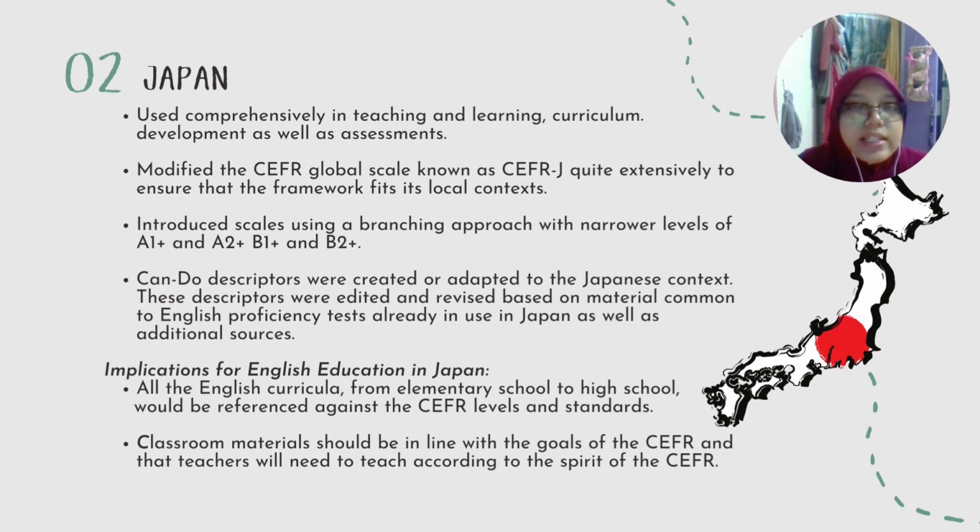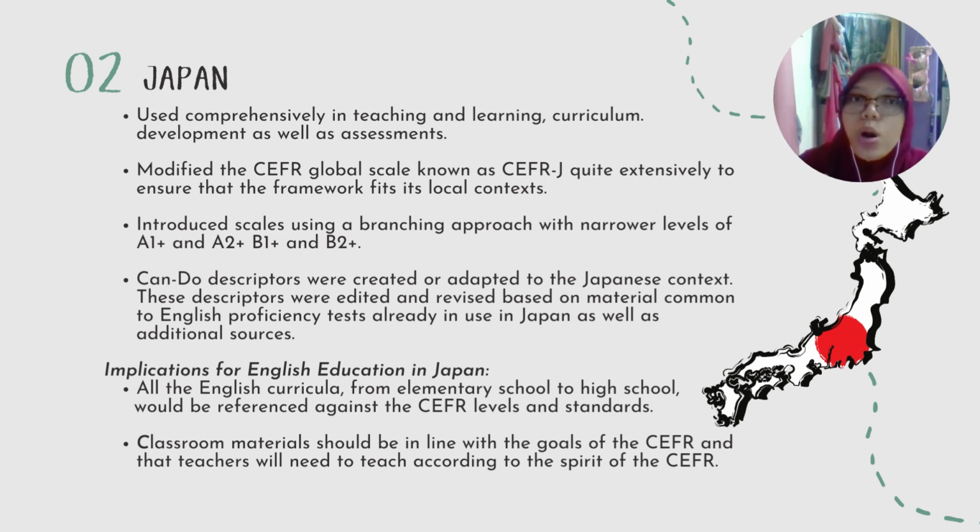In addition to these newly delineated levels, can-do descriptors were created or adapted to the Japanese context. These descriptors were edited and revised based on material common to English proficiency tasks already used in Japan as well as additional sources. Moreover, scholars working on the CEFR-J compiled an extensive set of descriptors and made them available in both English and Japanese. The goal is that these can-do descriptors will help curriculum designers and materials developers create context-specific materials based on what learners demonstrate at each CEFR-J level.